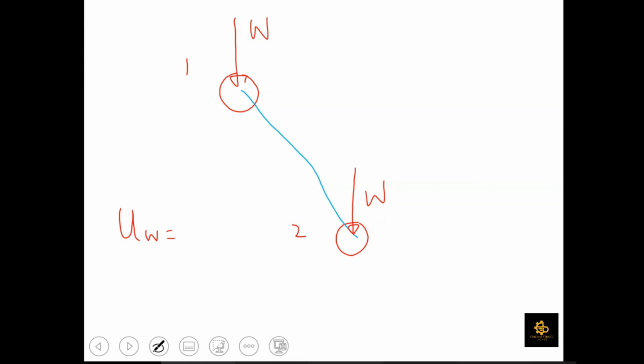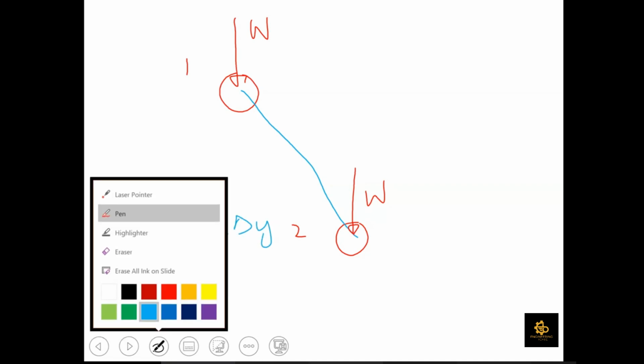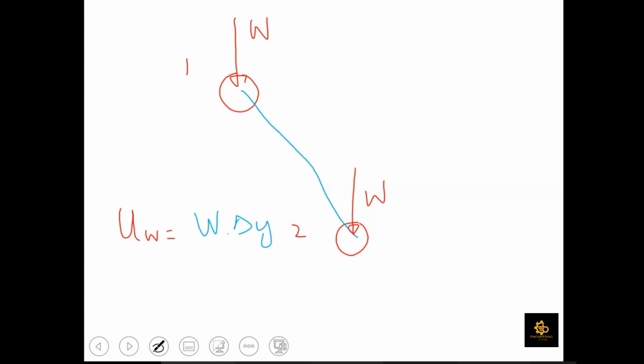Yes, sir. क्या होगा? Sir, weight multiply vertical distance. Weight multiplied by vertical displacement. Okay, now let us change the path.